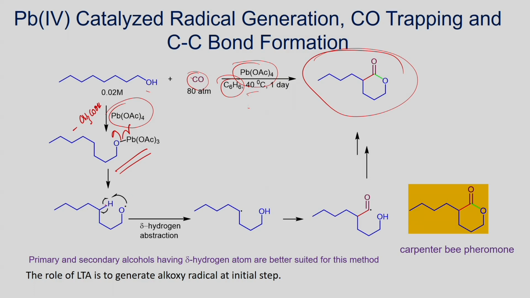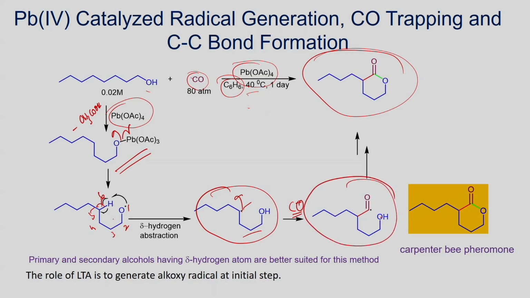This radical now can abstract this hydrogen as shown here. You will form this one. So, the delta hydrogen. So, you will form this secondary radical. Once you form this radical, when you have the carbon monoxide, it can undergo addition reaction as we have seen earlier. You get this carbonyl radical. This carbonyl radical now can undergo cyclization as shown here. In this way you will be able to form the lactone.